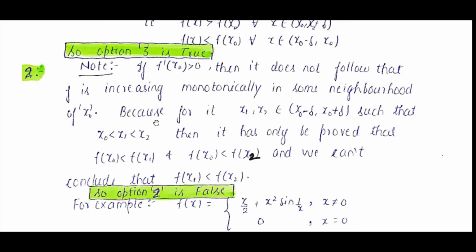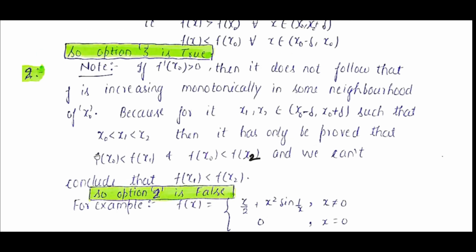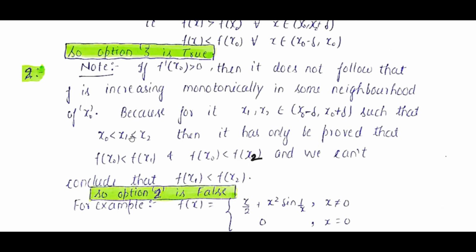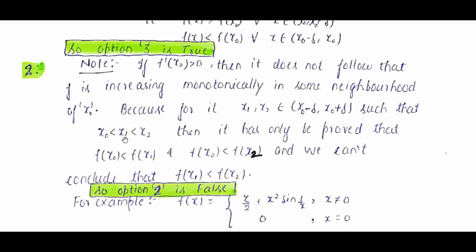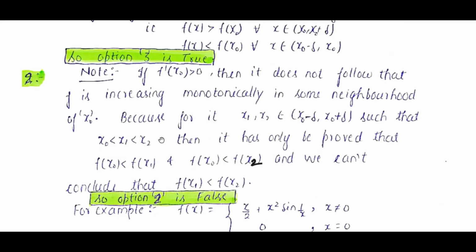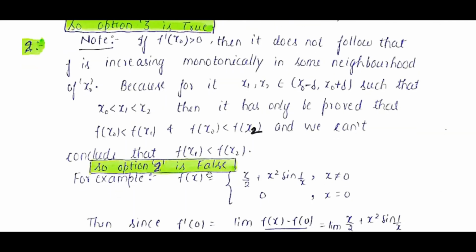The reason is that if x1 and x2 belong to (x0 - delta, x0 + delta) such that x0 is less than x1 and x1 is less than x2, then it has only been proved that f(x0) is less than f(x1) and f(x0) is less than f(x2). We have these two inequalities from the definition. So we can't conclude that f(x1) is less than f(x2). But for monotonically increasing, we should have that if x1 is less than x2, then f(x1) is less than f(x2). But we do not have this. So option 2 is false.